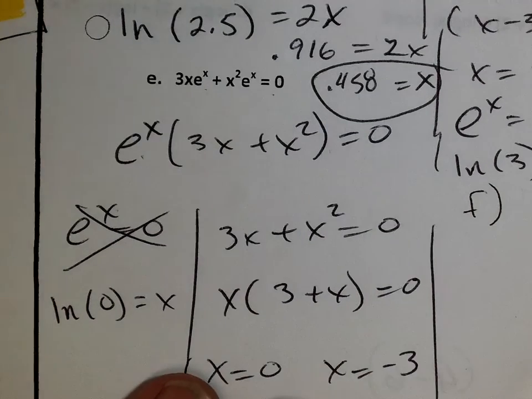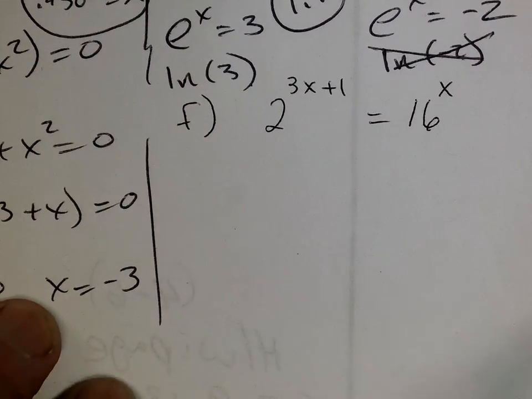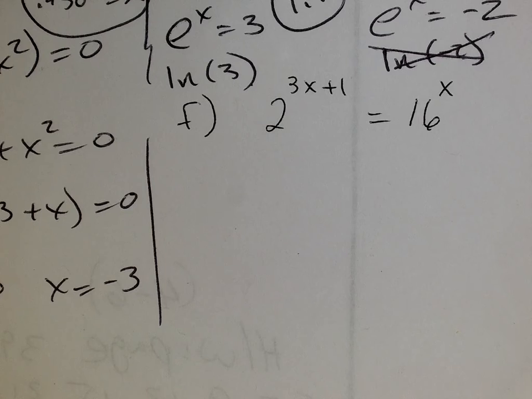F. Okay, there's two ways to do f. The easy way and the hard way. I'm going to do the easy way, okay? Why not? I can make that into a 2. I can make that into a 2. So 16, what is 16 as a 2? 2 to the power of 4, right?